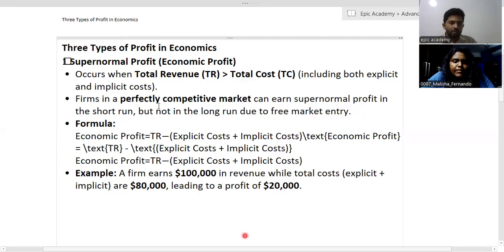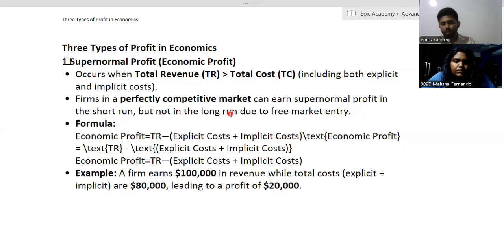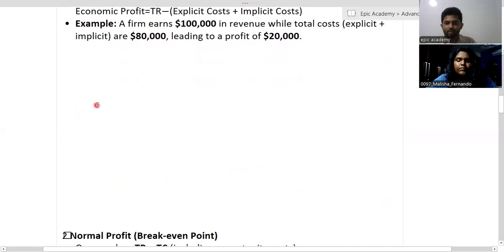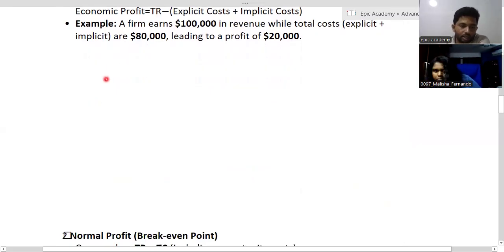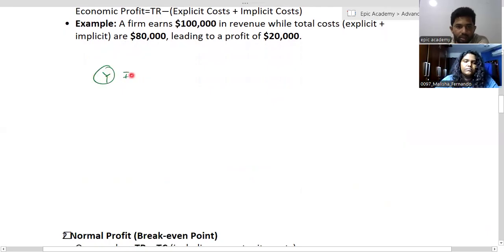Okay, then a firm in a perfectly competitive market can earn supernormal profit in the short run, but not in the long run due to free market entry. Did you get the idea? I will describe this by using a simple example. Okay. Let's go to the yogurt industry in Sri Lanka. Yogurt industry, okay. Yogurt industry in Sri Lanka. Right.